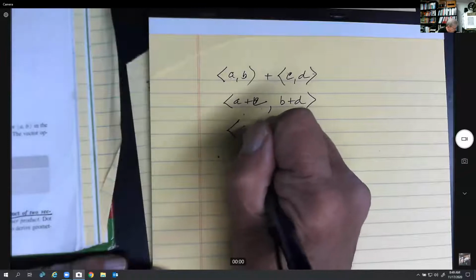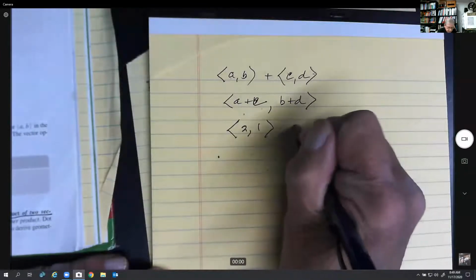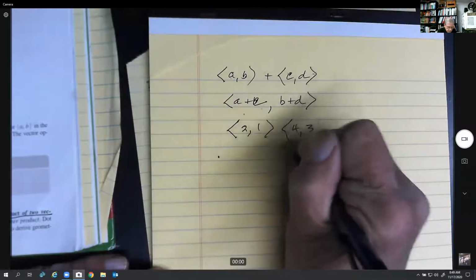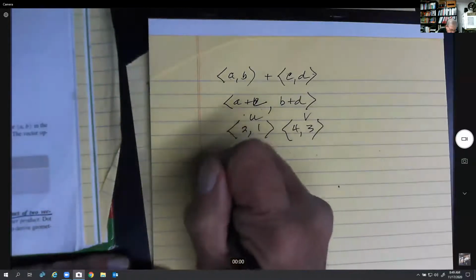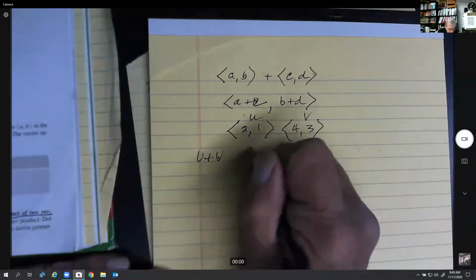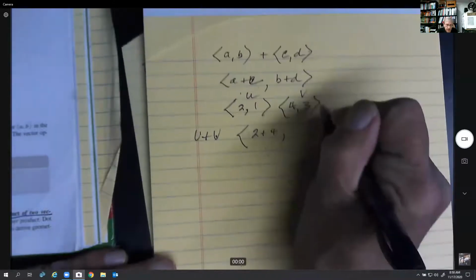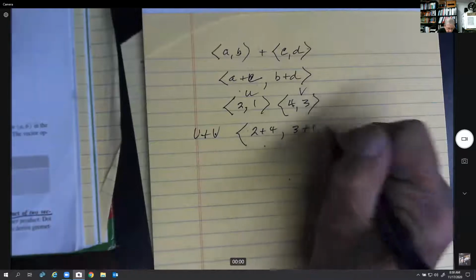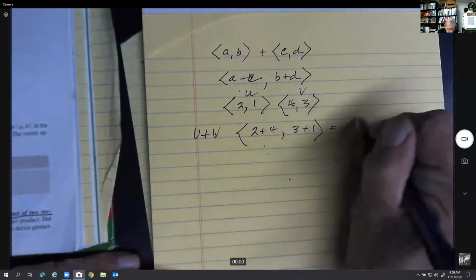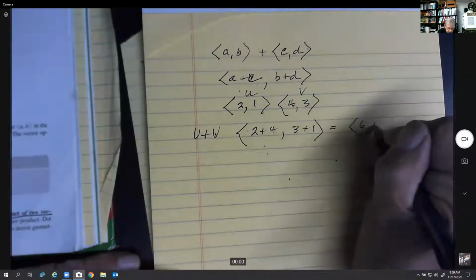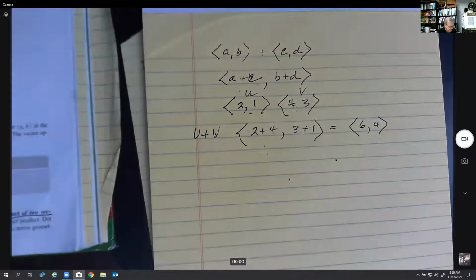Say we had negative 2, 1, and 4, 3. This is U and this is V. And they say, figure out U plus V. So they just want to add the first terms and the last terms, 1 plus 3, 3 plus 1. So your new vector is going to be 6, 4. Just that easy. First plus first, last plus last.